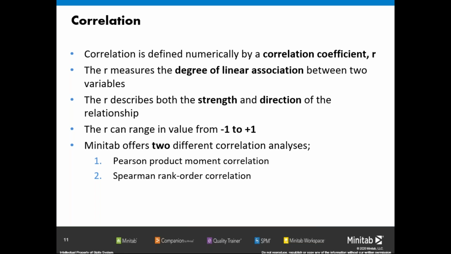Okay, the value of the R actually is from -1 to +1. And for your information, in Minitab we offer two different correlation analyses: the Pearson product moment correlation, and the Spearman rank order correlation. Pearson product moment correlation is used, for example, to ask whether weight and height are correlated. Something like that.